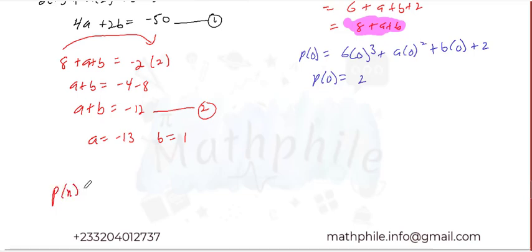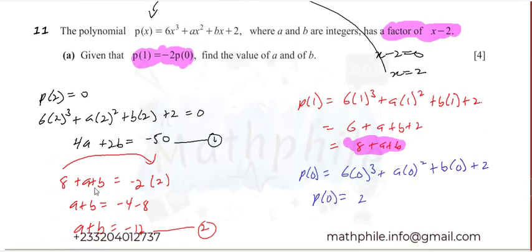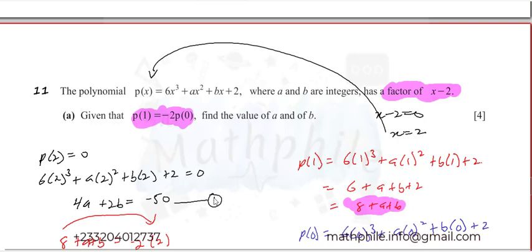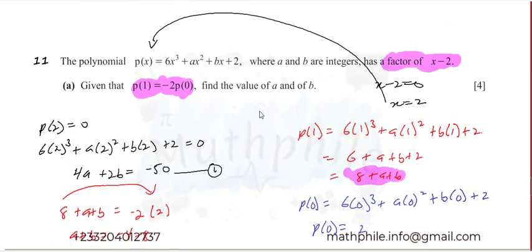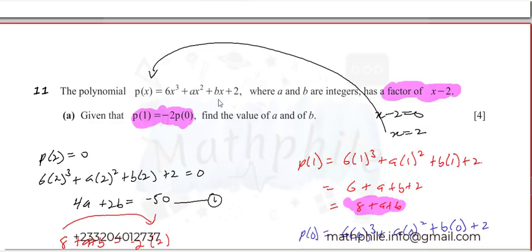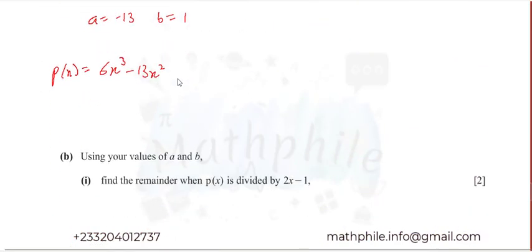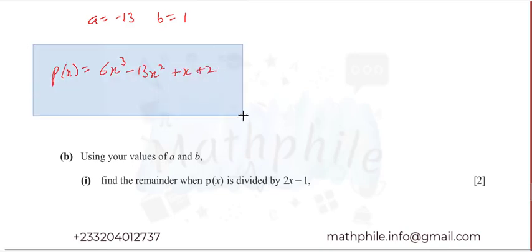So p of x is going to be equal to 6x cubed plus ax squared. A is negative 13. Then if we move on, we've got plus bx plus 2, and b is 1, so plus x plus 2. So that's p of x.